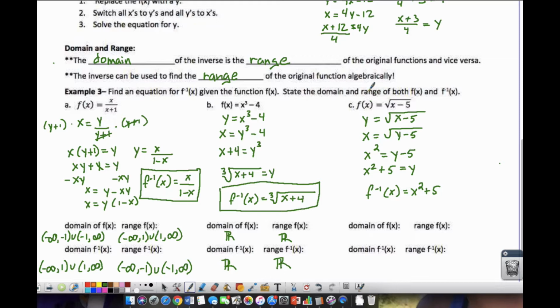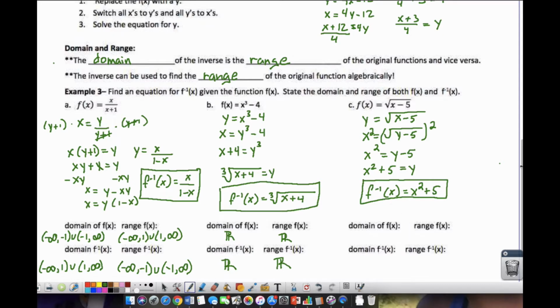Okay, so I took out my f of x, put in a y, then I switched my x's and y's. The first step here was to square both sides. I'm actually going to show that in here. So I squared this, brought it down. This became y minus 5. And then we add 5. And now we have our inverse. So the f inverse of x is x squared plus 5.